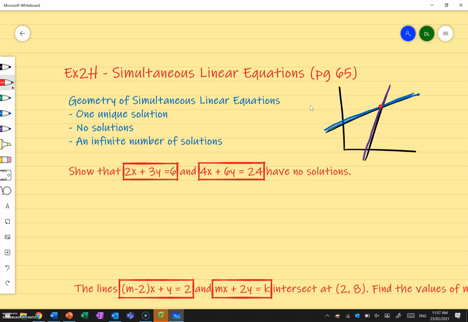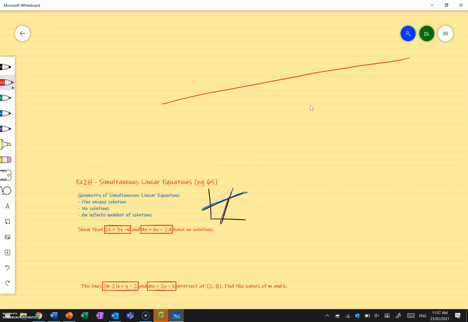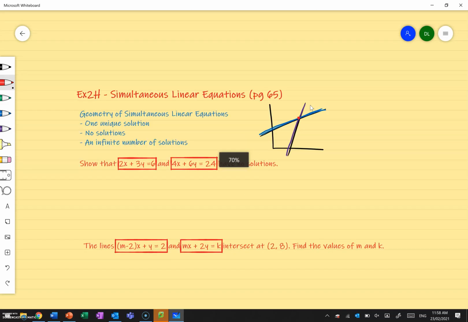Now, that's what happens when we have one unique solution. We have the lines passing through at one point. Assuming we don't have any restrictions in terms of how far across it goes, every single line that is different and not parallel will have a meeting point. Even if they're this far apart and they're only slightly not parallel, they will meet at some stage. That makes sense, yes? Awesome. So that's why we have one unique solution.